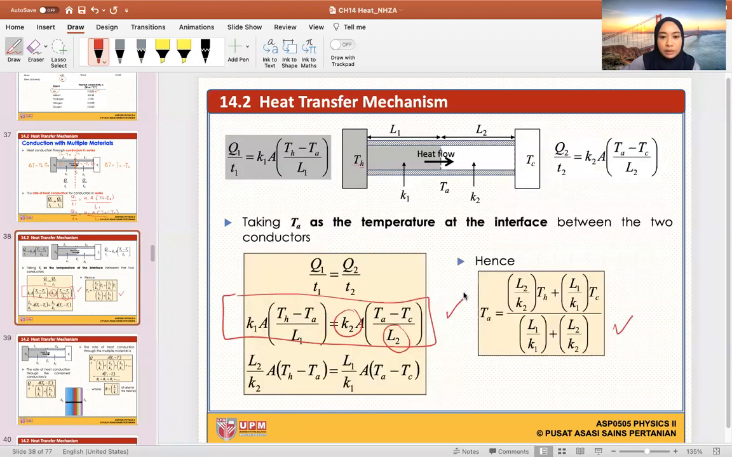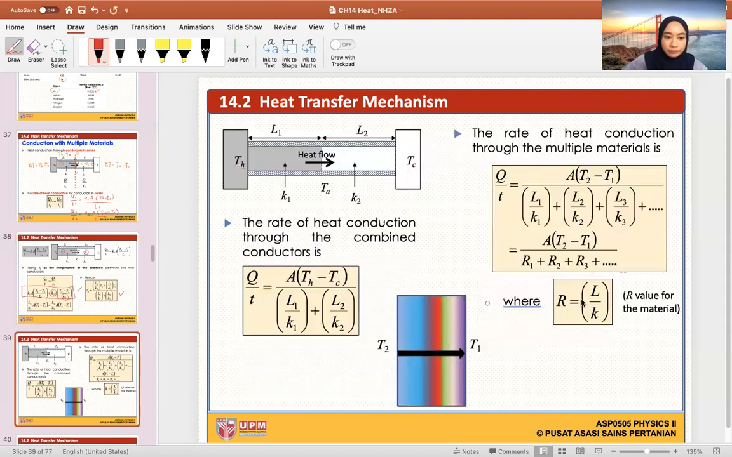Okay, so we were talking about if conduction happens between two materials. Heat transfer happens between two material, material 1 and material 2. What if we have another material, material 3? How does the equation look like? So now kita nak equatekan ni pun macam susah kan? So kita kena go to this equation, Q over T equals to A TH minus TC. This is hot minus cold over L1 over K1 plus L2 over K2. If you have another material, tambah kat sini.